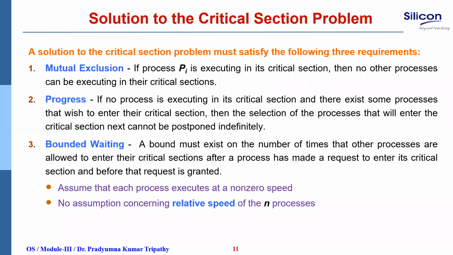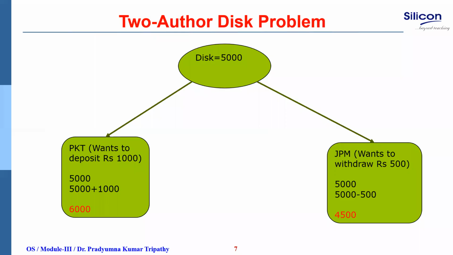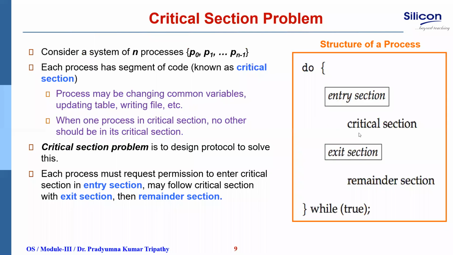You must have remembered that yesterday we discussed the critical section problem. The critical section is the section of code which modifies the shared data, and we must ensure that no more than one process is in the critical section. More than one process should not be present in the critical section.